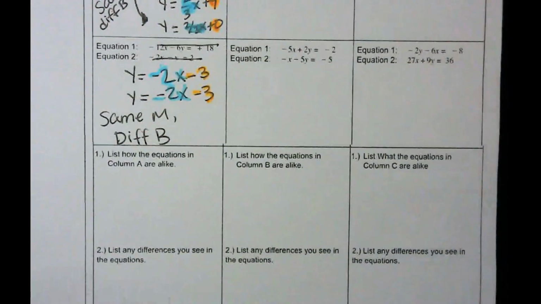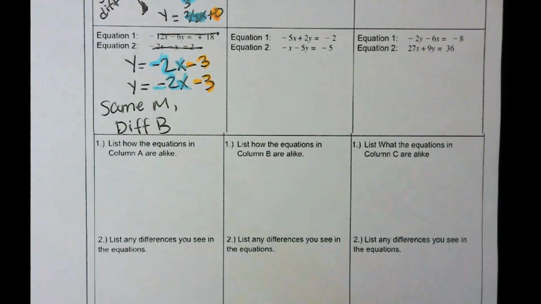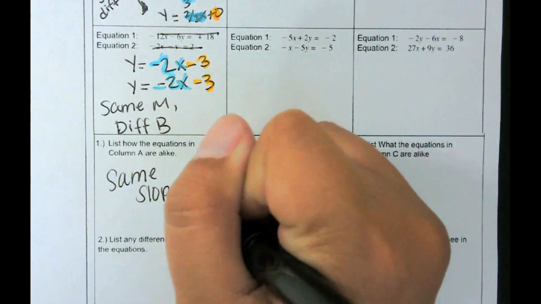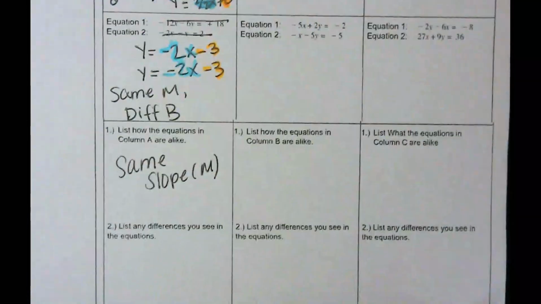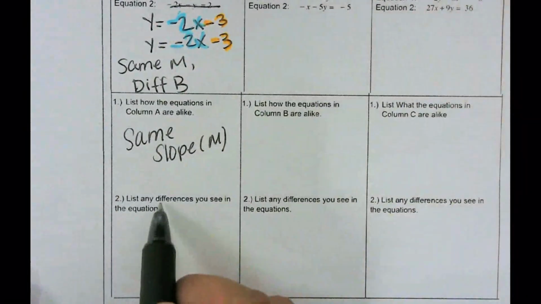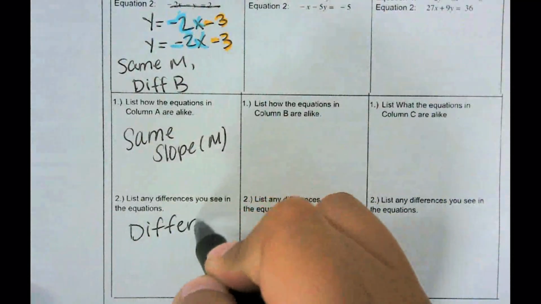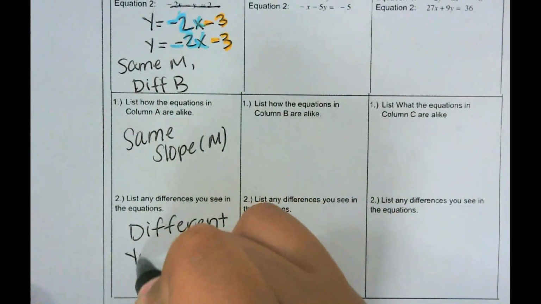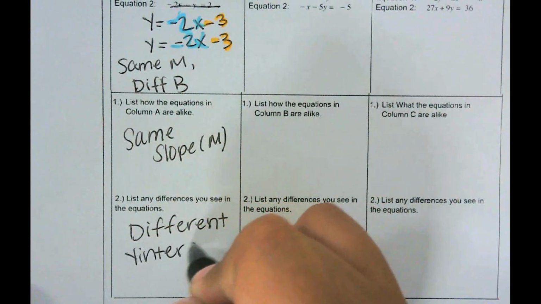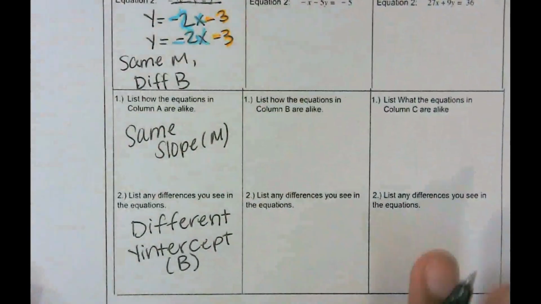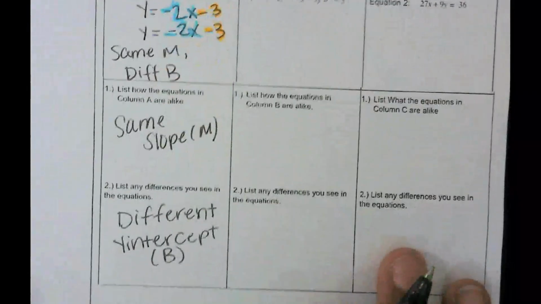How are the equations in column A alike? They have the same slope. List any differences that you see in the equation: the y-intercept. Okay, that is your no solution notes.